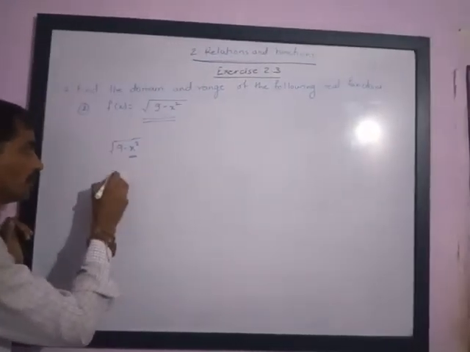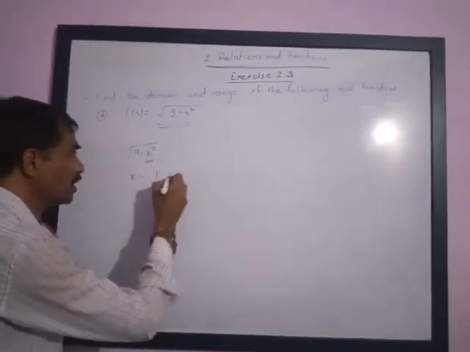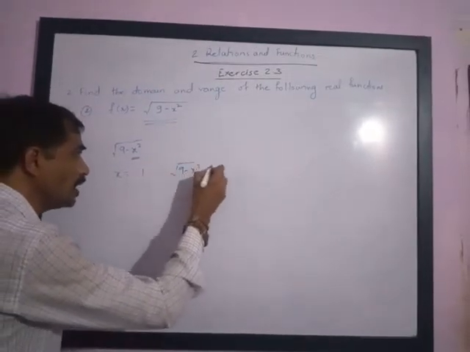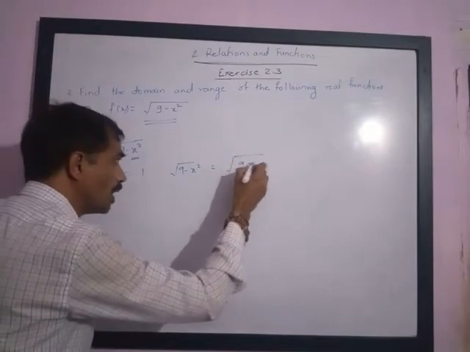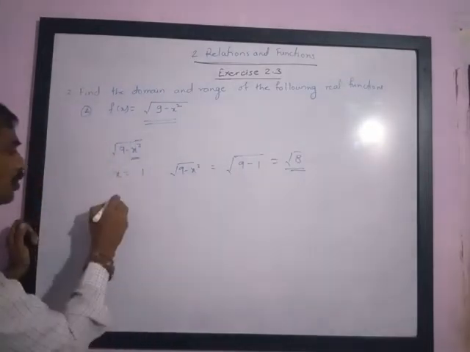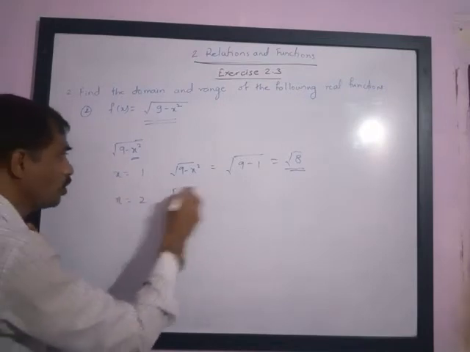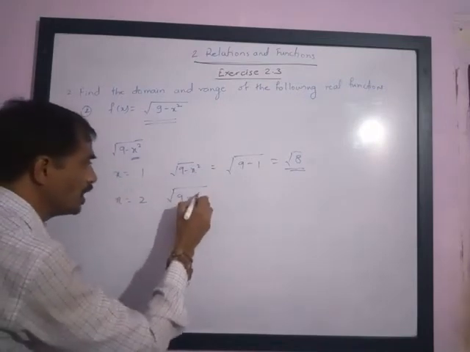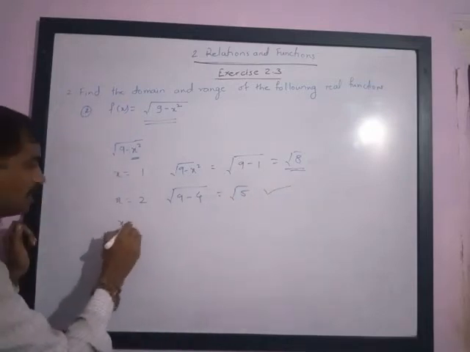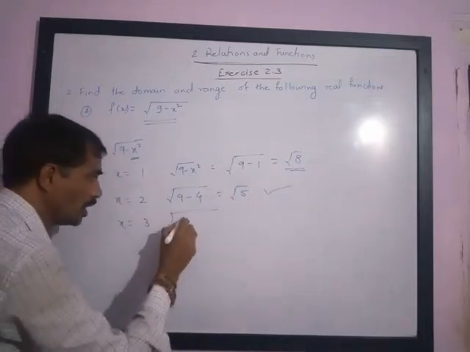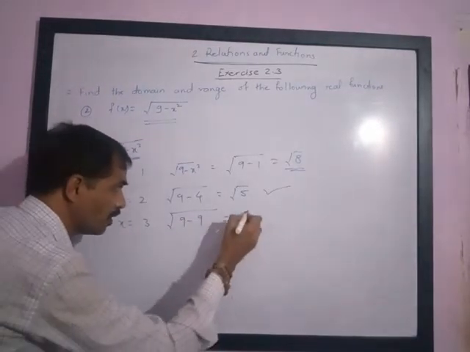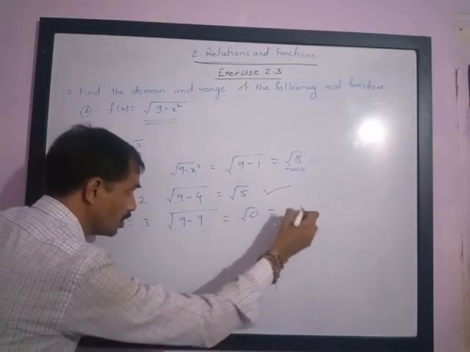x is equal to 1, we will get root of 9 minus x square is equal to root of 9 minus 1, that is equal to root of 8, which exists. If you take x is equal to 2, you will get root of 9 minus 2 square, which is 4, so we will get root of 5. It exists. If you take x is equal to 3, you will get root of 9 minus 3 square. 3 square is 9, so 9 minus 9 is equal to root of 0, which is equal to 0. It exists.